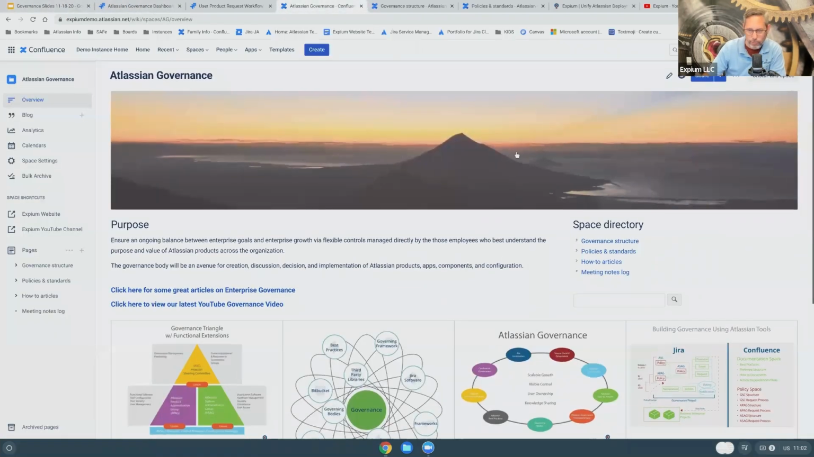Also, let me show you this page here. This is a Confluence page, of course, another major Atlassian product. And this is our Atlassian governance space. If you know anything about Confluence, it's a content portal for information and connecting people together.